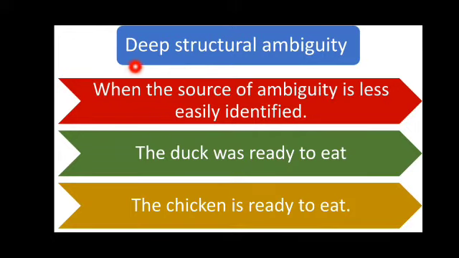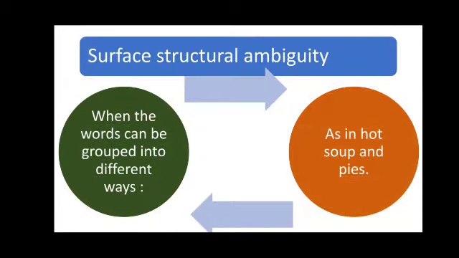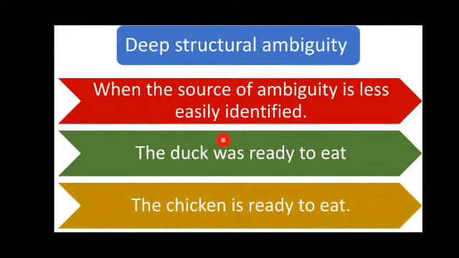On this slide, we will discuss deep structural ambiguity. So what is a deep structural ambiguity? When the source of ambiguity is less easily identified. On the previous slide, it was easy to identify, as in hot soup and pies. You may say that only the soup is hot, or you may say that both are hot. So that is easily identified. But in deep structural ambiguity, the source of ambiguity is less easily identified.